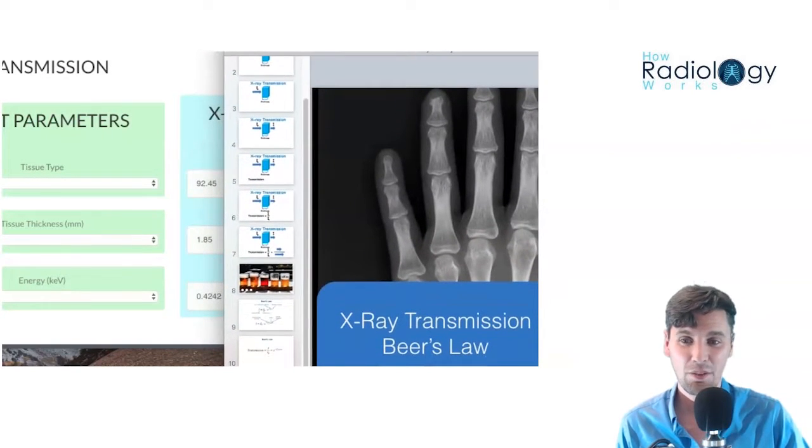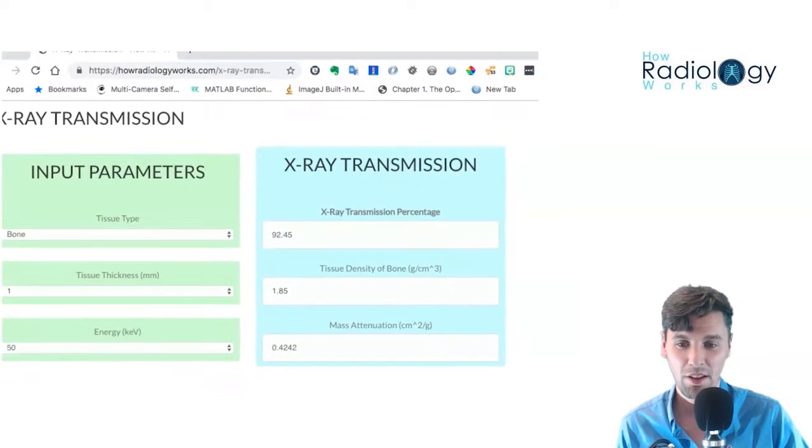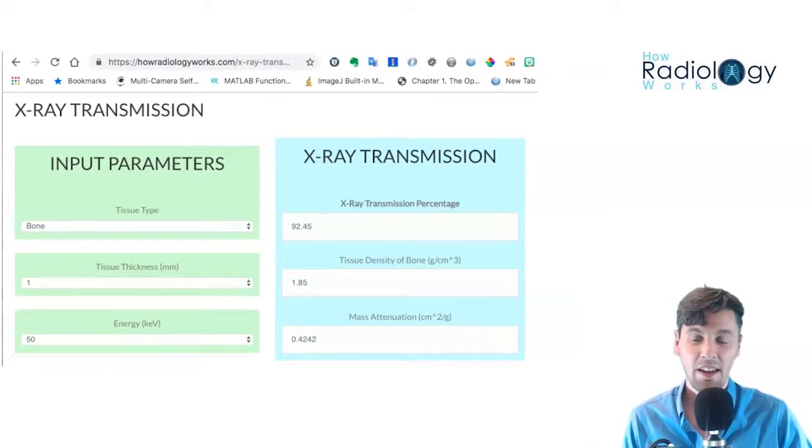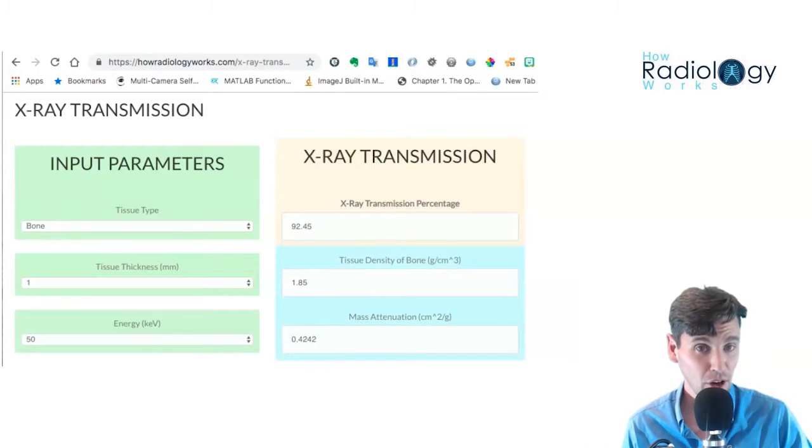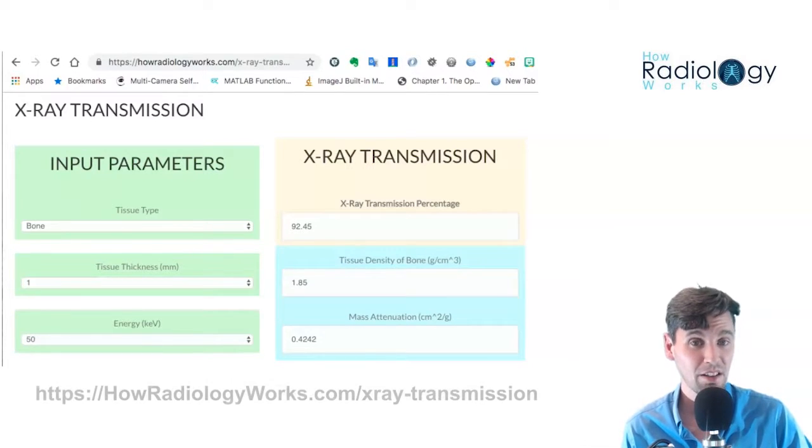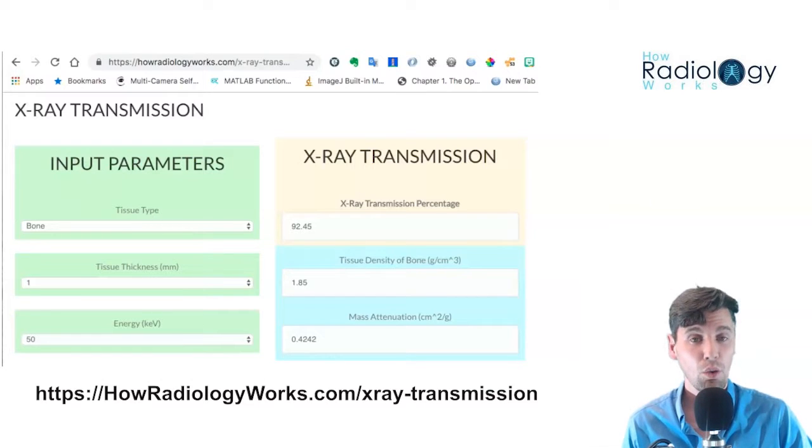So this website right here is what we're going to be looking at right now. This talks about the X-ray transmission, and we have a few input parameters, and then these are the output parameters. So they're the lookup from the NIST, and then they're the calculation of that equation that we talked about, the Beer's law equation. So let's look at some given examples here.